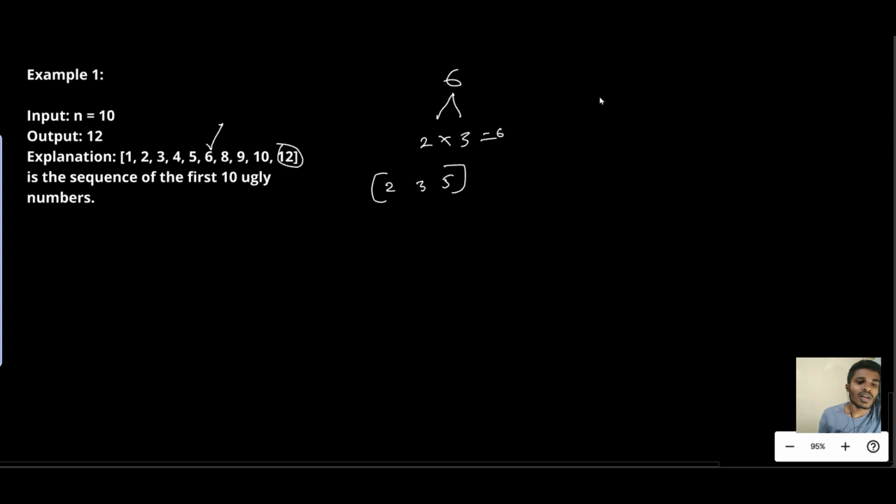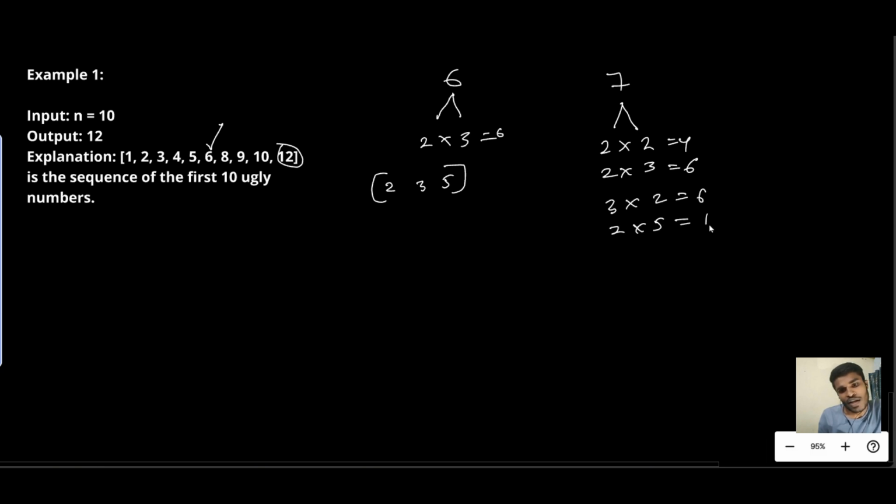Let me take 7 as another example. Let me try to get an ugly number. If I multiply with 2, I'm getting 4. With 3, I'm getting 6. Or 3 into 2, I'm getting 6. Or 2 into 5, I'm getting 10. So in no way are we getting 7. So I can say that 7 is not an ugly number. In our list, just look, 7 is not mentioned here.